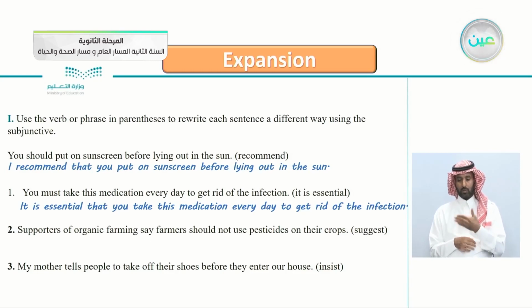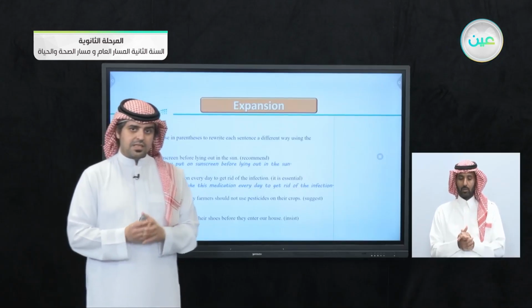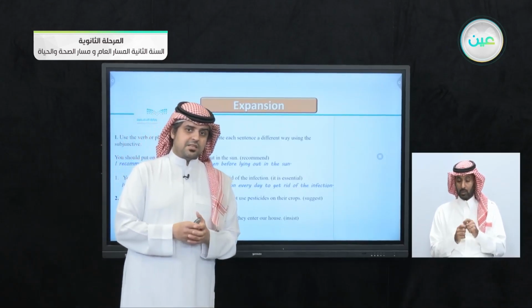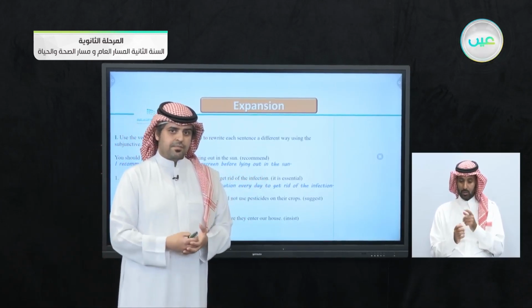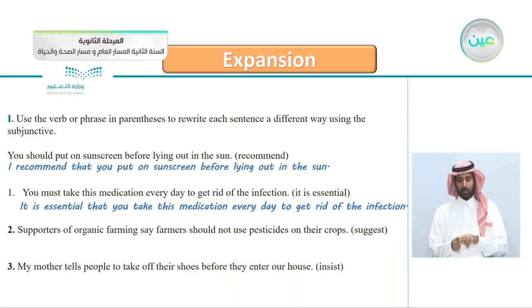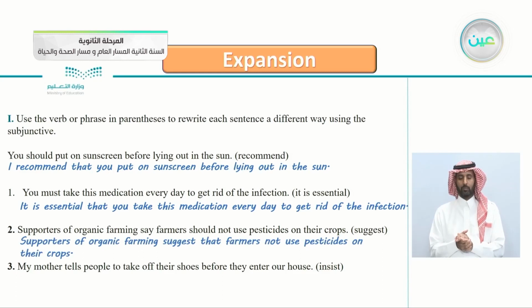Very good. Number two, supporters of organic farming say farmers should not use pesticides on their crops, and the subjunctive is suggest. It is not as urgent as it is essential. They are just suggesting here. So how do we rewrite this sentence? Very good. We say supporters of organic farming suggest that farmers not use pesticides on their crops.